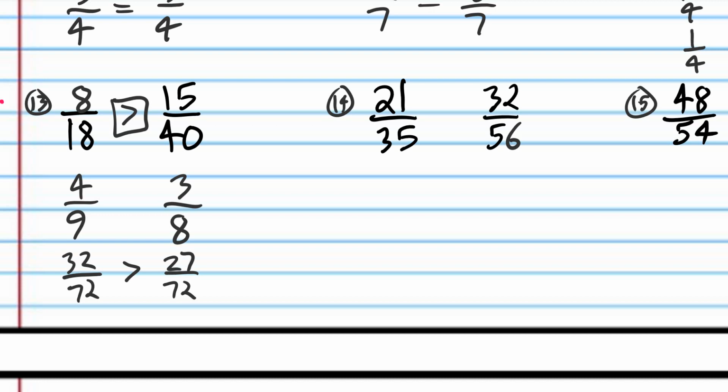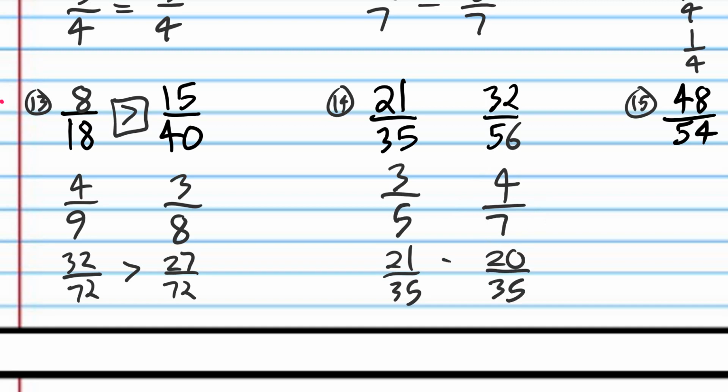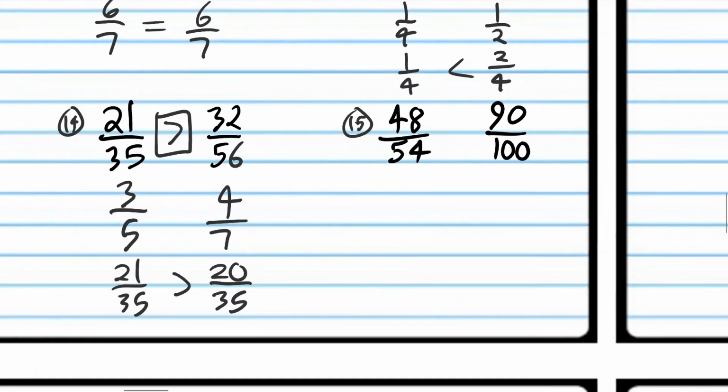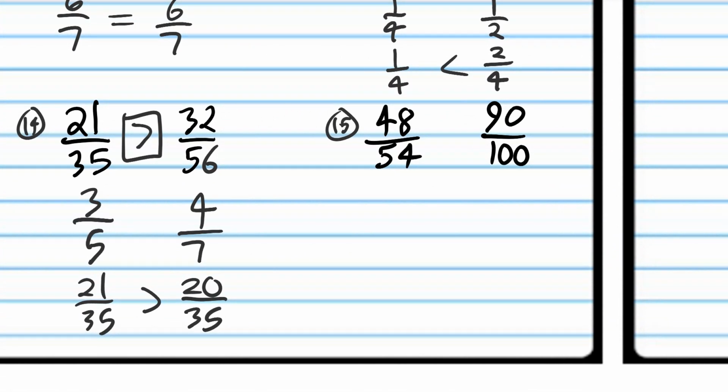All right, we're back. So we're going to divide both sides of this fraction by 7 to get 3 over 5, and both sides of this fraction by 8 to get 4 over 7. And now we're going to multiply both sides of this fraction by 7 to get 21 over 35, and both sides of this fraction by 5 to get 20 over 35. And you can see we need a greater than symbol. So if you wrote greater than, good job. All right, try number 15, and when you come back, we'll do it together.